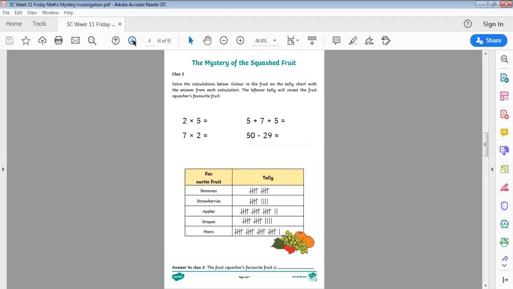For the second clue, you have to solve the number sentences. Once you have the answers, you need to look at the tally chart and colour in the tallies that match your answers. The tally that is not coloured in will reveal the culprit's favourite fruit.